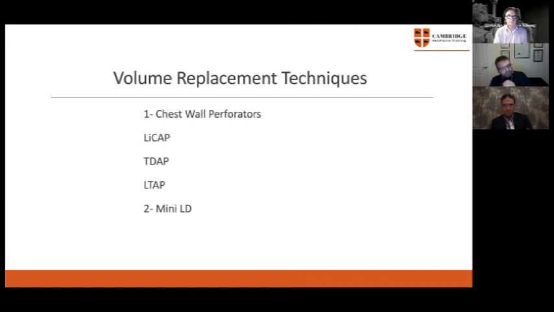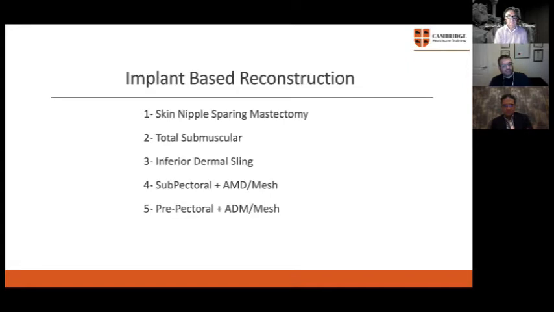We'll talk about things like the chest wall perforator flaps like LICAP, TDAP, LTAP, mini LD, how to use them and when to use them. The fourth will be about implant-based reconstruction. There is a huge variety of techniques across the world on where to put the implant, how to do it.